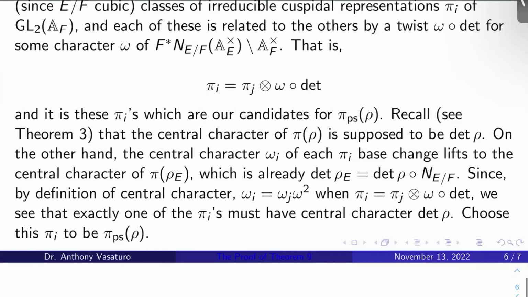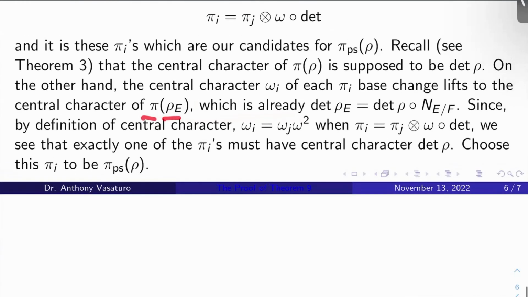If you go back to theorem 3, so that's way long ago in the chapter, you see that the central character of pi of rho is supposed to be the determinant of rho. Okay. Now, the central character omega_i of each one of my options, pi_i, base change lifts to the central character of pi of rho_E, essentially by construction. But pi of rho_E is well understood, right, by theorem 6 and theorems before that. The central character of this guy is just its determinant, det of rho_E. But what is det of rho_E? It's just det of rho composed the norm map from E to F, right?